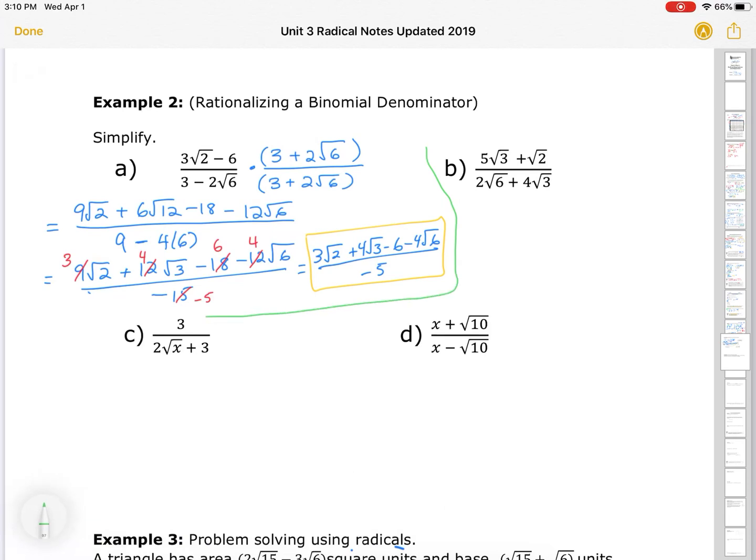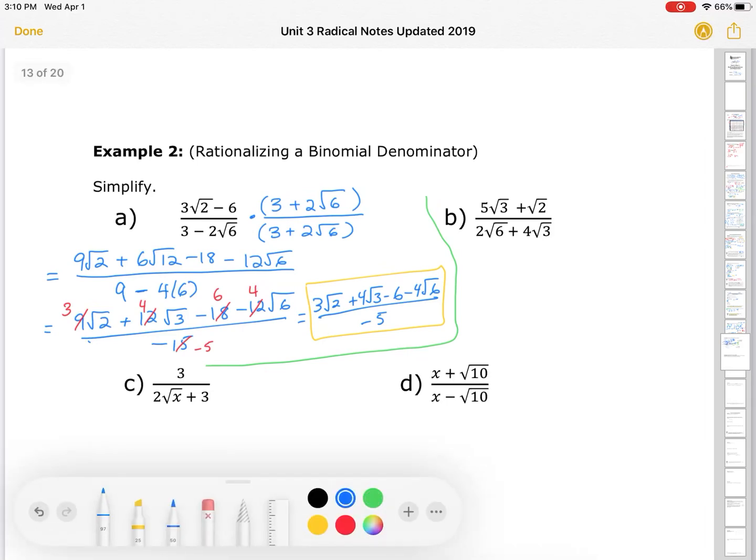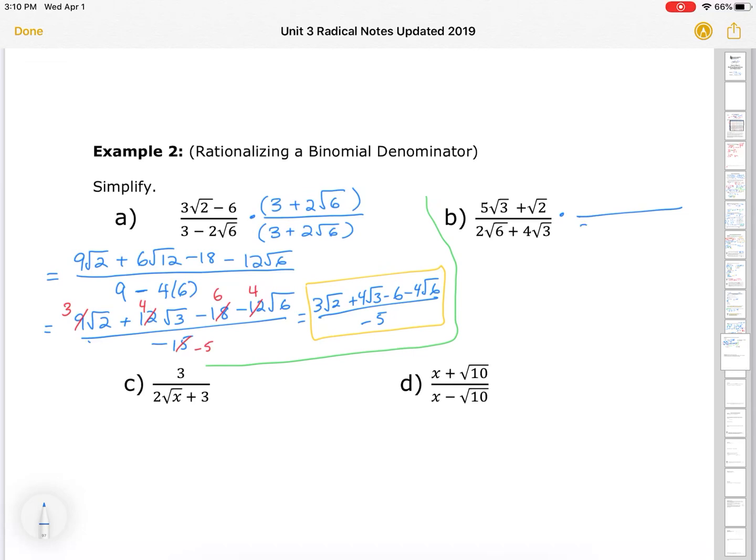Okay, let's give a little divider. I'm going to get pretty squinchy with the next one. My apologies. I'm actually going to probably start it a little higher up so that I can fit it in here. So for this one, looking at it, we have to multiply the top and the bottom by the conjugate of the denominator. The conjugate of the denominator is 2 root 6 minus 4 root 3. So it's the same terms, they're just subtracted instead of added.